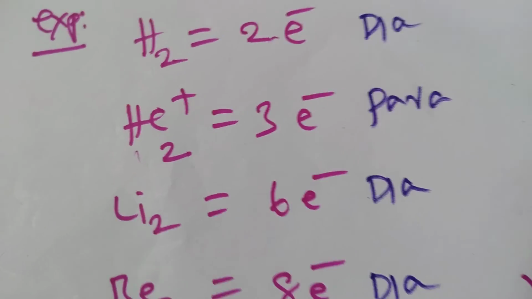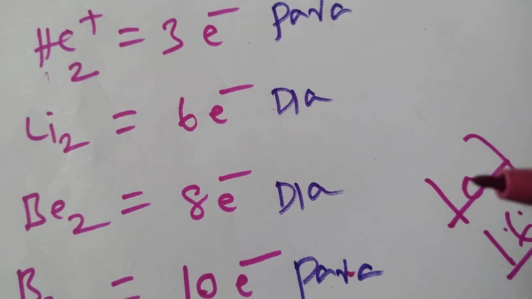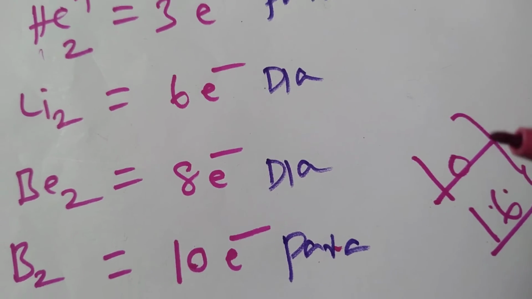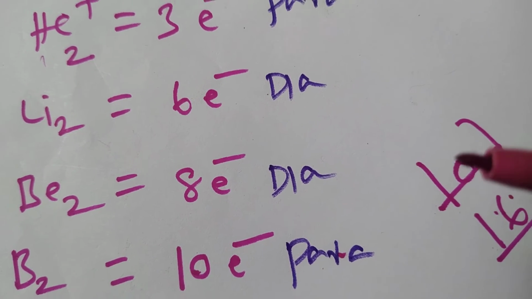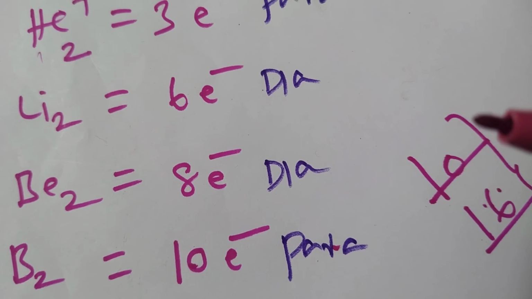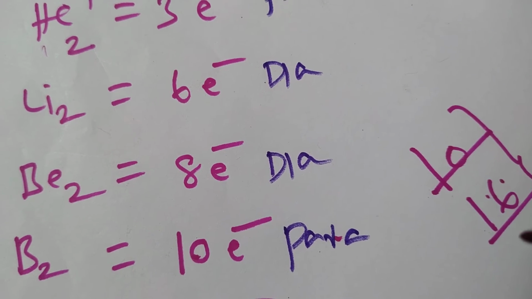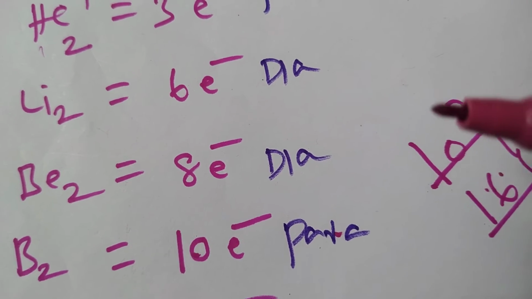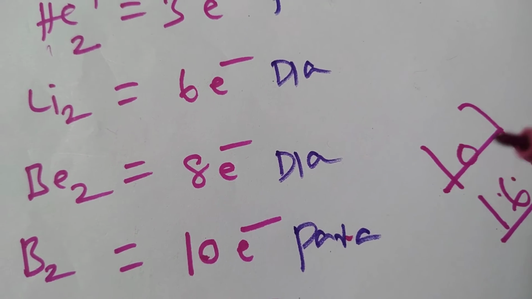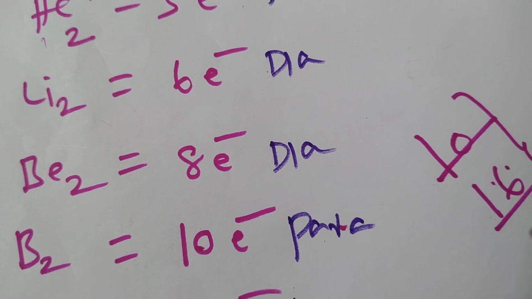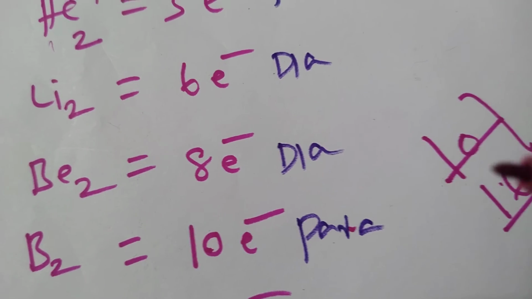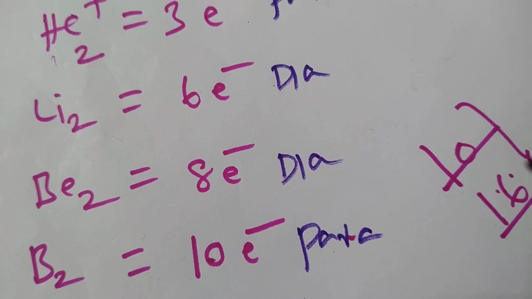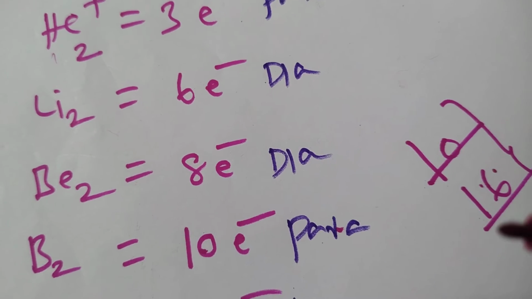But here there is an exception. If the number of electrons is 10, this is an even number. If the number of electrons is 16, this is also an even number. Even though they belong to even numbers, that is 10 and 16, they will be treated as paramagnetic. This is the only exception case. 10 electrons, 16 electrons, both are even numbers, but they do not belong to diamagnetic. They belong to paramagnetic because they possess unpaired electrons in bonding orbitals or anti-bonding orbitals.